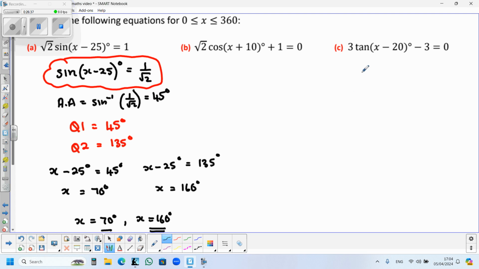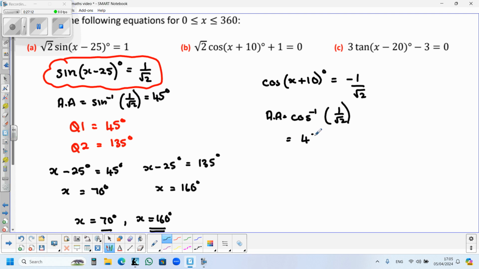Right, we'll do this part B one. So part B, we've got root 2 cos of x plus 10 plus 1 is equal to 0. So we're going to rearrange that one to get cos of x plus 10 degrees. And I'll take 1 away from both sides, so that's negative 1. I'll divide with root 2, it's minus 1 over root 2. So we want the acute angle. So acute angle is cos to the minus 1 of 1 over root 2. Forget the negative, because that's only telling me what quadrants my answers are in. So when I do that, I get 45 degrees.